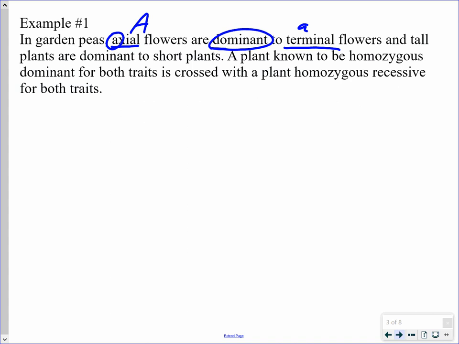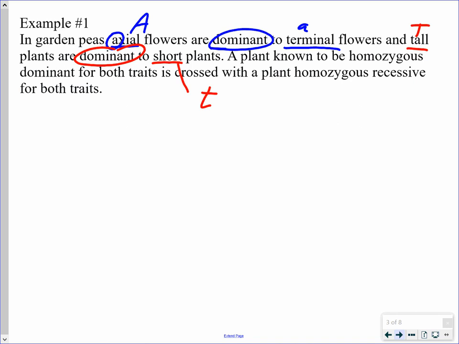The second trait that we're taking a look at here, a completely different trait and on a different chromosome, is for the height of the plant. So they can either be tall, which is dominant, or short. Capital T then for the dominant tall trait, and a lowercase t for the recessive short trait. So now we have assigned the letters that we are going to use. Now we can actually take a look at the cross that we're being asked to perform.